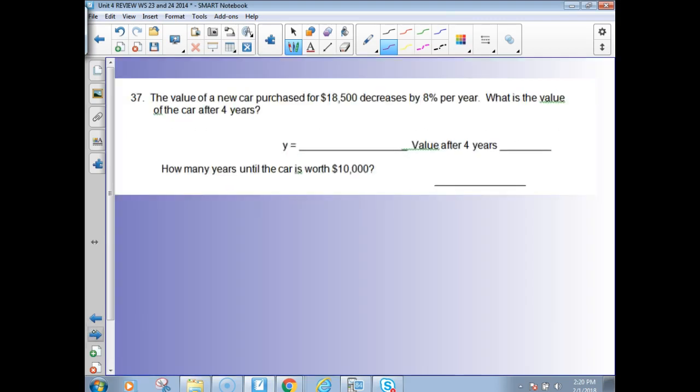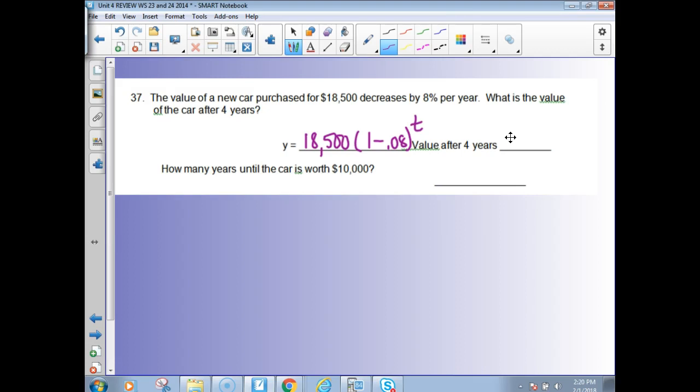37 are at the top of 24A now. The value of a new car purchased for $18,500. That's not real expensive today. Decreases 8% a year. What's the value of the car in 4 years? So we've got to start with our initial value of $18,500 times 1 minus 8%. You can write it 1 minus 0.08 to the t. That is your equation. Now you should put in 4 years and do the calculation.